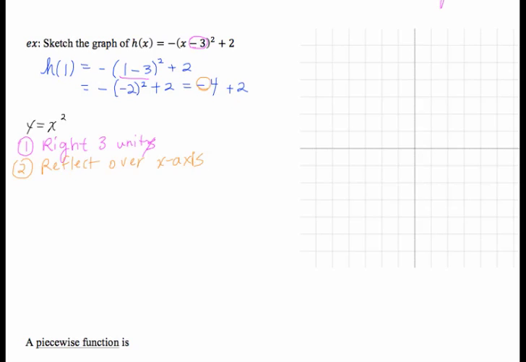And then lastly, the last thing you do is you add 2 out here at the very end. That's last. So the last thing we'll do is shift it, because that just hangs out on the end, that's a vertical shift. It's got a plus, so it's going to go up 2 units. Okay, so let's start with y equals x squared. Just start with those 5 dots that we know are on the graph.